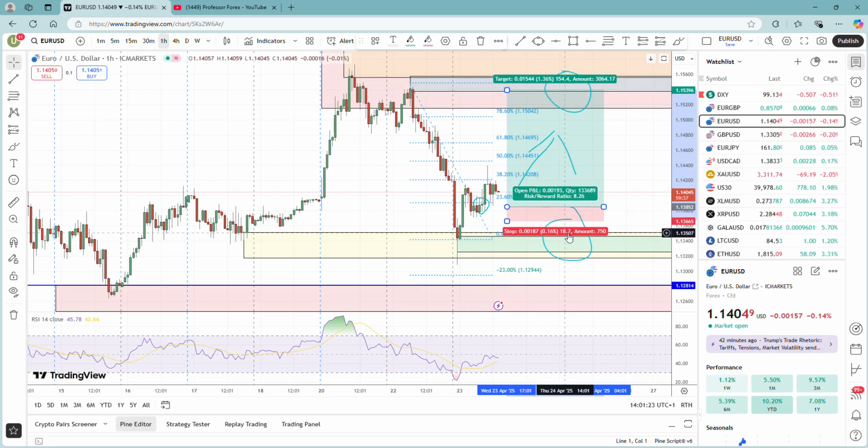So you're risking 18 pips to win 154. And that's a risk to reward ratio of 8, which is absolutely phenomenal. Anything over 1 to 3 is a really good trade. 1 to 2, I wouldn't recommend taking the trade.